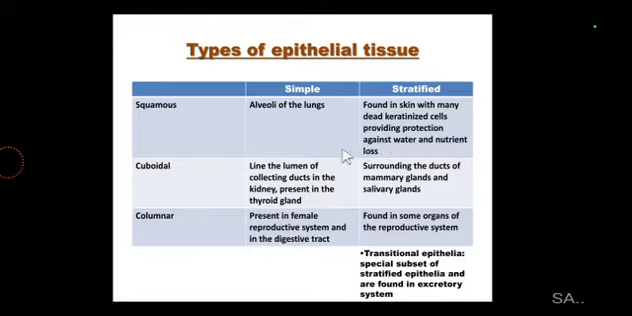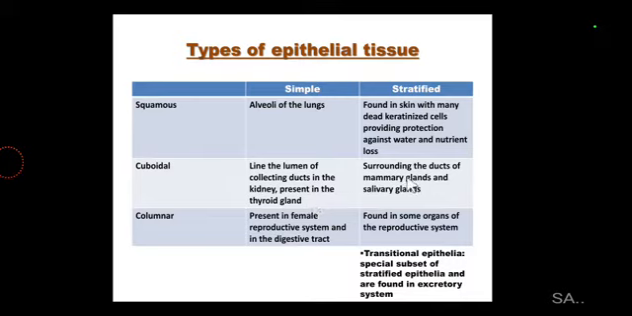If you look at the simple cuboidal epithelial tissue, then this lines the lumen of collecting ducts in the kidney. I hope that you remember that collecting ducts collect the urine, which is formed by the kidney. And they're present in the thyroid gland also. In case of the thyroid gland, the simple cuboidal epithelial tissue is secretory in nature, so it helps the thyroid gland to release its hormone, that is thyroxine.